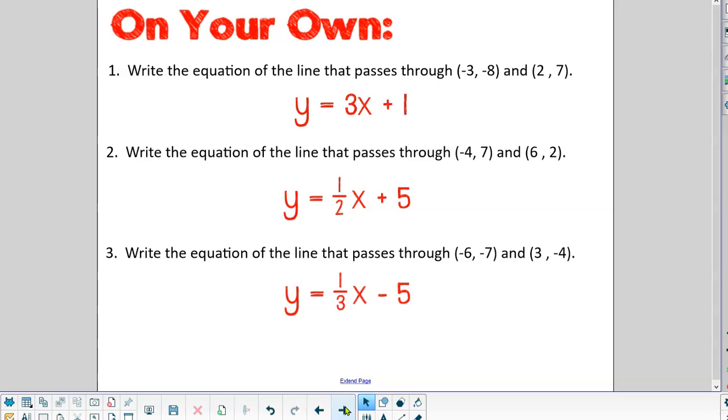So I recommended that you use fraction form, but if you had written y equals 0.5x plus 5 for number 2 instead of what I wrote, that would also be correct. Okay, this would also be correct, but only because 1/2 is a terminating fraction. So let's talk about this third one here. There actually is no other way to write this answer but fraction form.